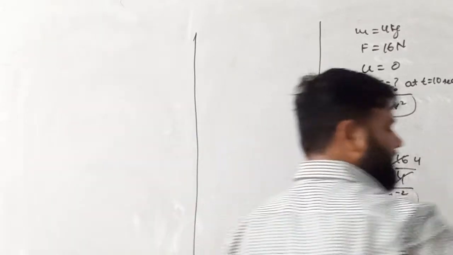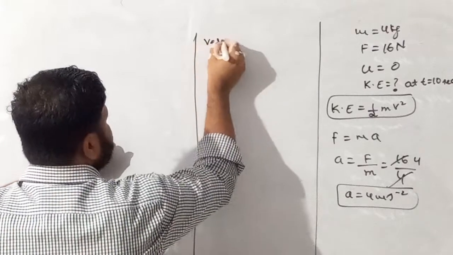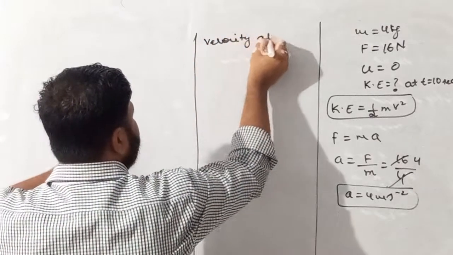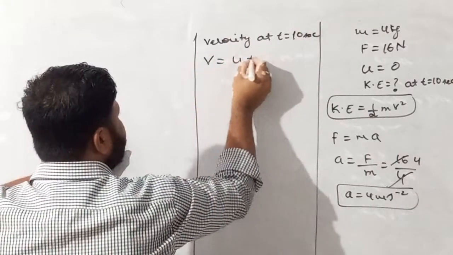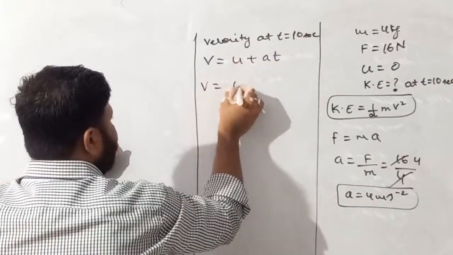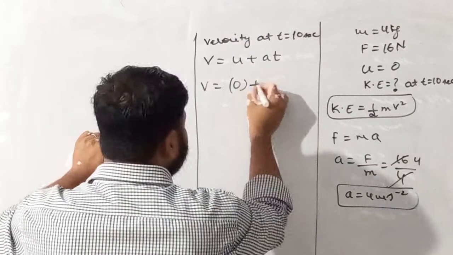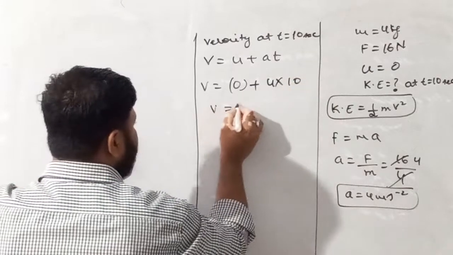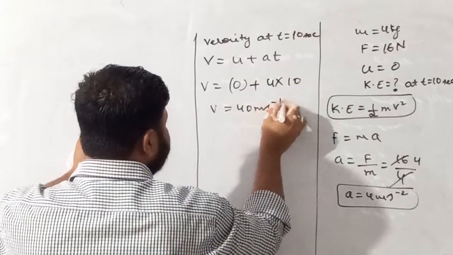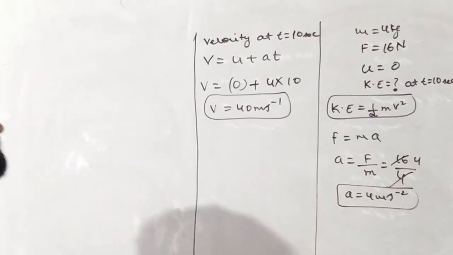So I am writing here velocity at t equals 10 seconds. v equals u plus at. Initially the body is at rest, so u is 0, plus acceleration is 4, time is 10, so velocity becomes 40 meter per second. This is the value of velocity at t equals 10 seconds.